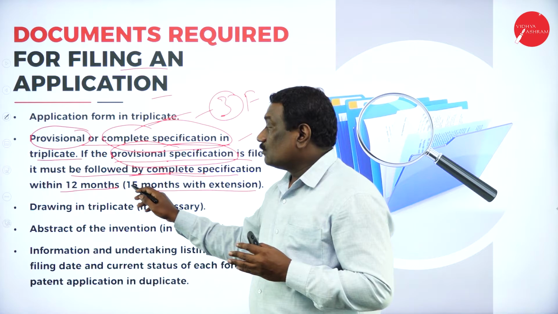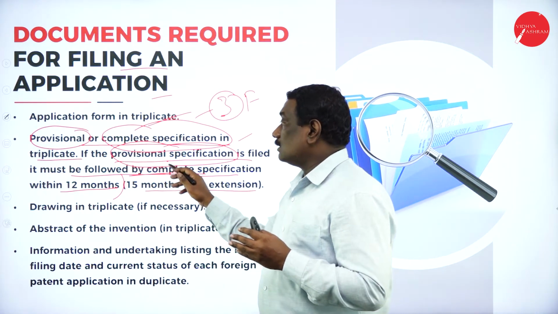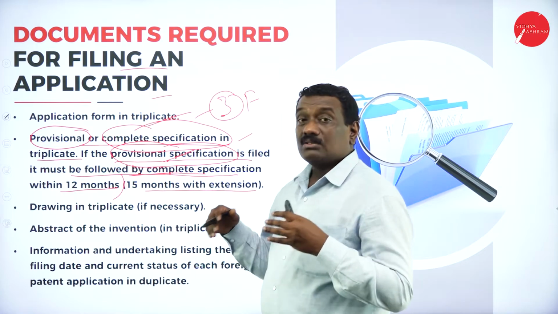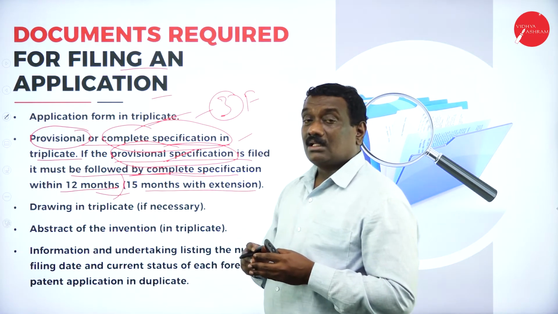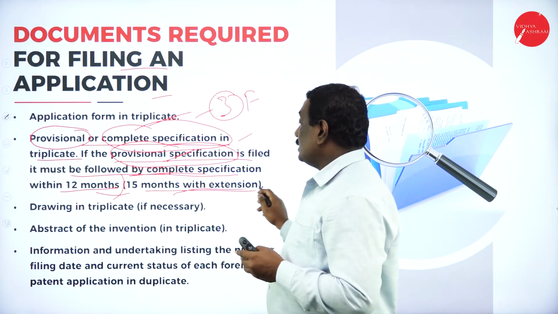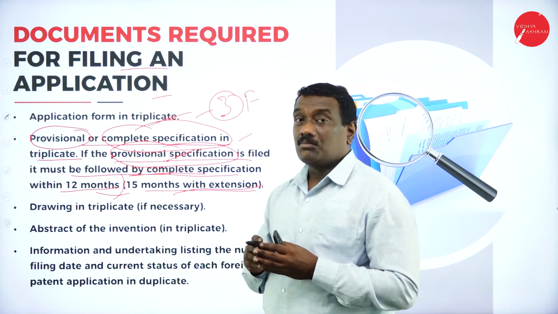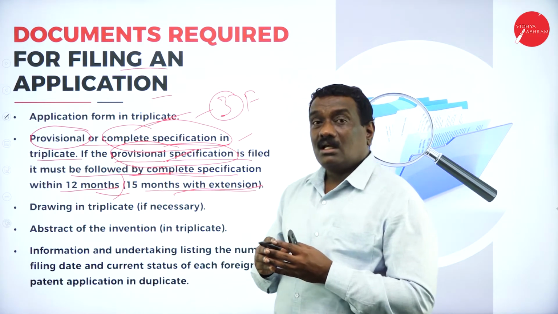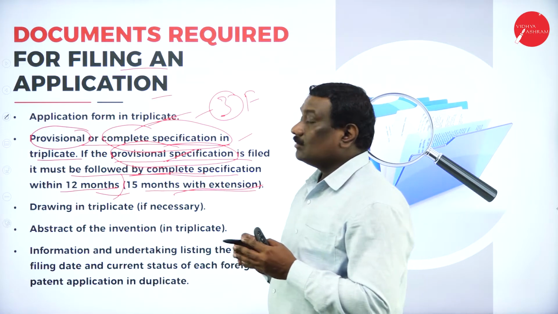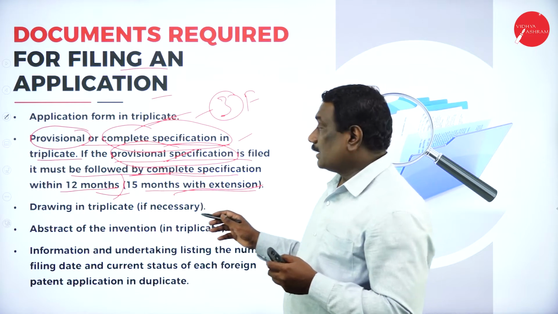Later on, that is within 12 months, that is within 1 year of whatever provisional specification you have given, that should be done, right? And that is for 1 year, and 15 months with extension. So later on, it can be extended for another 3 more months. So within 1 year, you should give the complete specification in triplicate, in the form of application for patent right, in order to get the patent right.